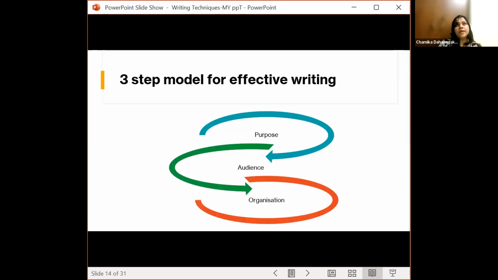So before you write a memo, think about the three-step model. Before you write an exam answer, think about the three-step model. Before you write a business report, think about the three-step model. Before you write an email, think about the three-step model, right? And always remember, good writers always think first, then write. Think first, then write. Okay. But unfortunately, in Sri Lanka, people write first, think later.